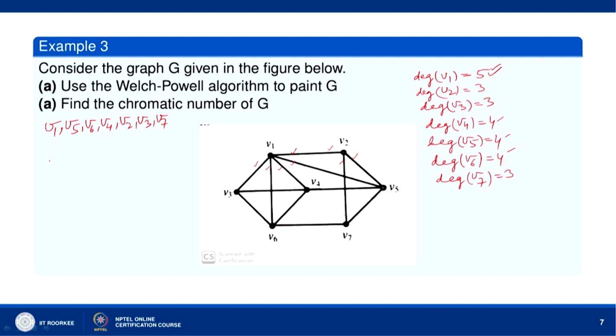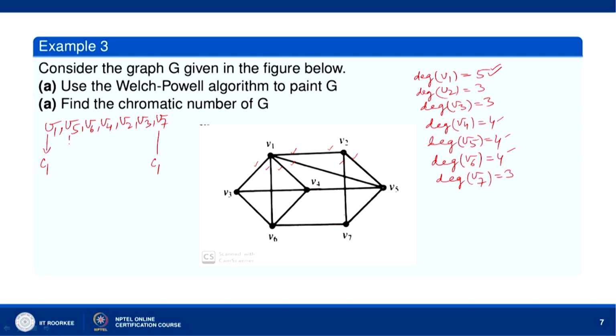Now, we color B1 with color C1. Let us see which vertices are adjacent to B1. B1 is adjacent to B5, so we leave B5. B1 is adjacent to B6, so we leave B6. B1 is adjacent to B4, B2 and B3, yes. B1 is adjacent to B7, no. So, B7 is also colored with C1.